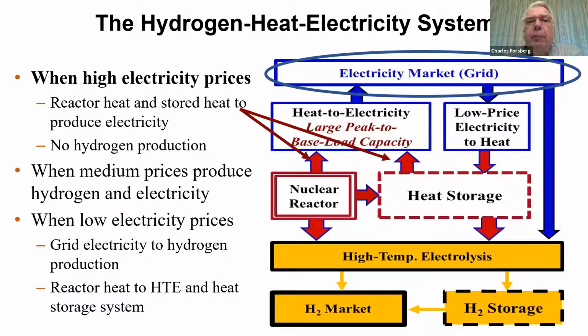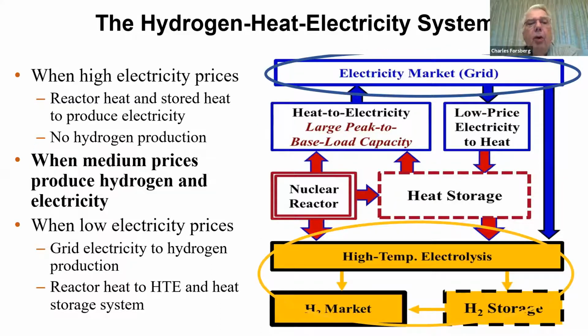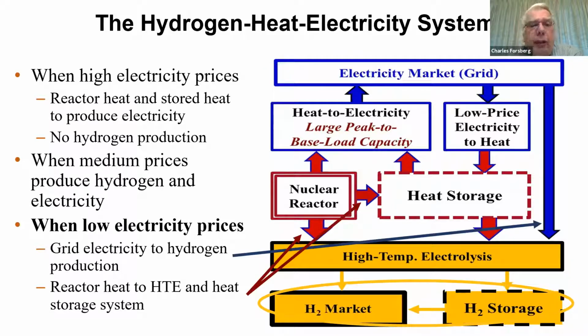Now, when electricity prices are high, reactor heat and stored heat from heat storage is used to produce electricity. There is no hydrogen production. When medium prices, we produce hydrogen and electricity, some mixture of the two. When we have low electricity prices, we buy electricity from the grid for hydrogen production, and all of the reactor heat goes to the high temperature electrolysis unit or the heat storage system. In effect, this becomes a massive sink for excess electricity on the grid.